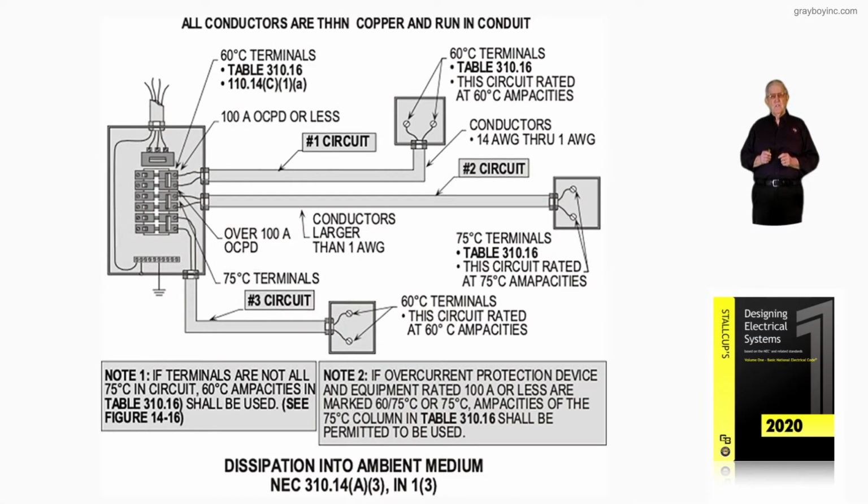Now, this illustration deals with dissipation into the ambient media in accordance with NEC 310.14(A)(3), informational note, item number 3. Let's review a couple things here before we get started. Note 1: if the terminals are not all 75 degrees C in the circuit, 60 degrees C ampacities must be used in accordance with 310.16.